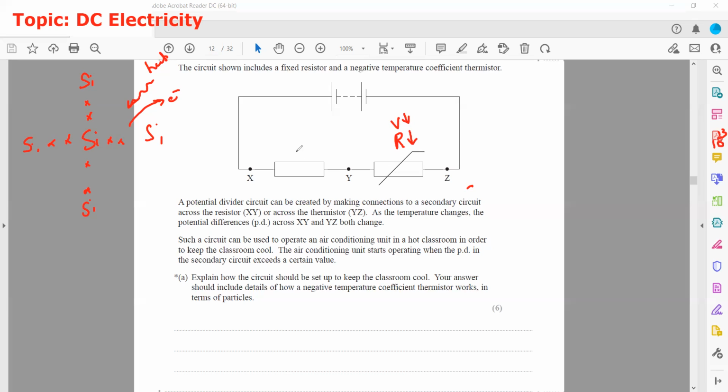This is a fixed resistor. Its resistance does not change, but in comparison this will have a high resistance, so here we will have more voltage. In a potential divider circuit, if one side has low resistance or low voltage, automatically the other side will have a high voltage. So this side will have a high voltage. If we connect an air conditioner or AC in parallel to components X and Y, it will receive a high voltage and start to work. So there is an increase in the potential across the fixed resistor, and if we connect the air conditioning unit between X and Y, it will work.